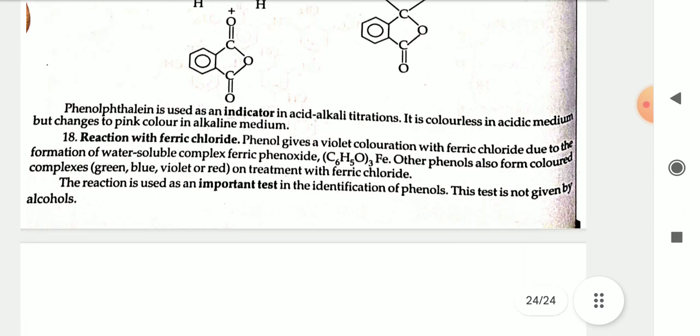18. Reaction with ferric chloride. Phenol gives a violet coloration with ferric chloride due to the formation of the water-soluble complex ferric phenoxide, (C6H5O)3Fe. Other phenols also form colored complexes, green, blue, violet or red, on treatment with ferric chloride. The reaction is used as an important test in the identification of phenol. This test is not given by alcohol.